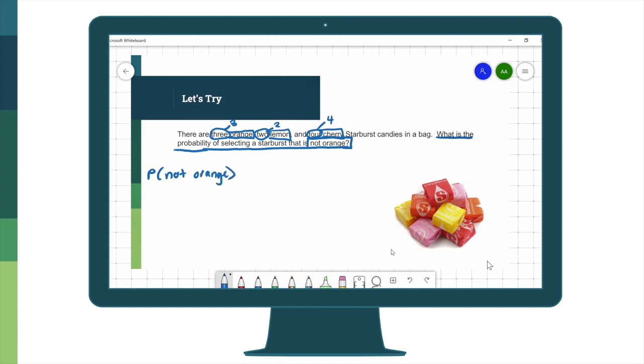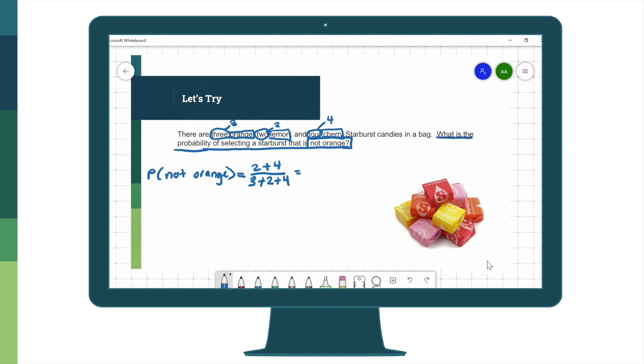Now see how we have this fabulous picture down here on the right-hand side? We don't want to just count what we see in the picture. We actually want to make sure that we just use the information in the question unless it's asking us to refer to the picture. So our probability is expressed as a fraction, and our numerator represents the flavors that are not orange. So that would be 2 lemon and 4 cherry. So 2 plus 4. And our denominator represents our total possible outcomes. Well, how many starbursts are in the bag? We have 3 orange plus 2 lemon plus 4 cherry.